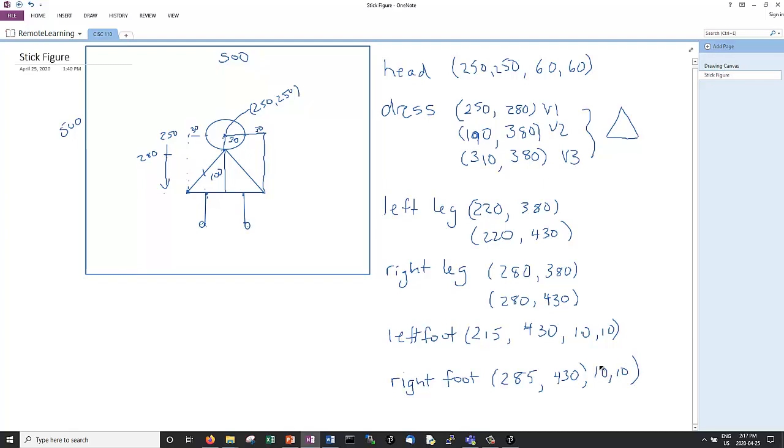Okay, so what have I done here? I've mapped out on a piece of paper basically all of the shapes that I need in order to build this stick figure. So this is going to be an ellipse, this is going to be the triangle, this is going to be a line for the left leg, this is going to be another line for the right leg, and my left foot and my right foot are each going to be small ellipses.